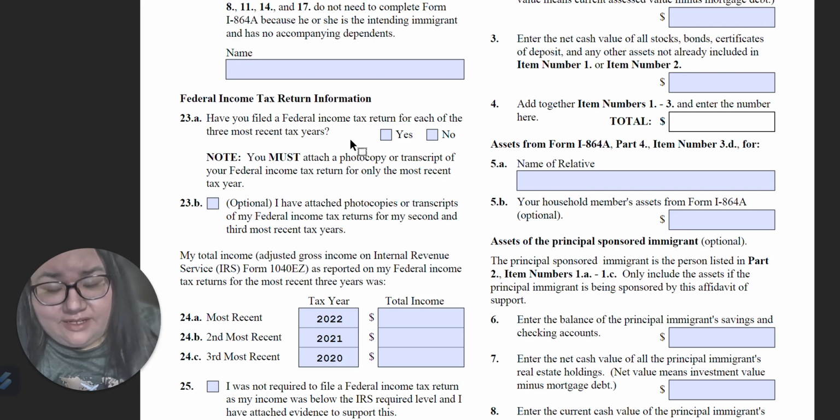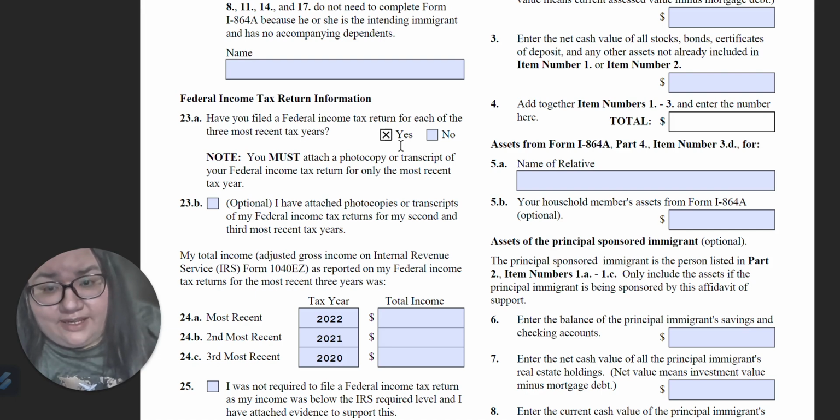Now, if you did earn enough money to file your income tax returns and you simply haven't filed the last 3 years, know that as a petitioner, you must have the last 3 years filed if you are required to file. If you do not have them, you're going to get a request for evidence from USCIS, an RFE. And if you are not able to respond to that RFE in time, they will go ahead and move forward with denying the adjustment of status application.